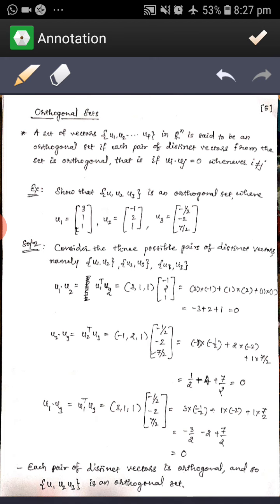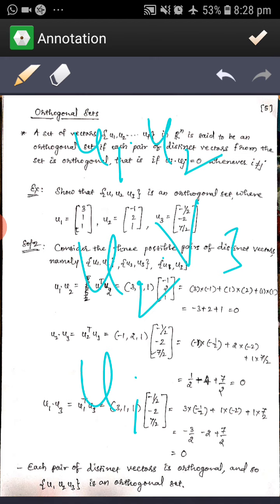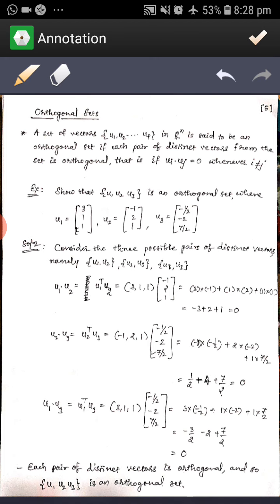Similarly, take this problem: there are three vectors u1, u2, u3. We need to say whether the set u1, u2, u3 is an orthogonal set. So what are the possible pairs? u1 and u2, then u2 and u3, then u1 dot u3. These are the three possible combinations of pairs, so these we need to calculate.